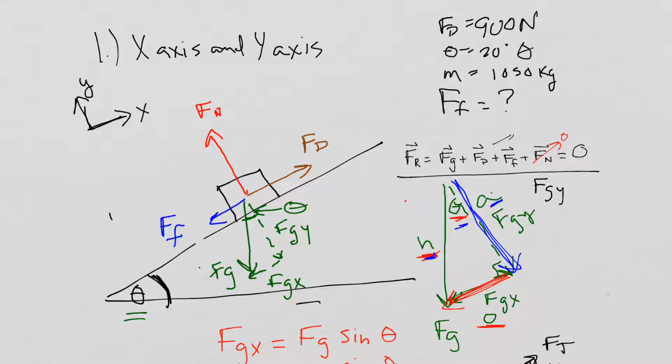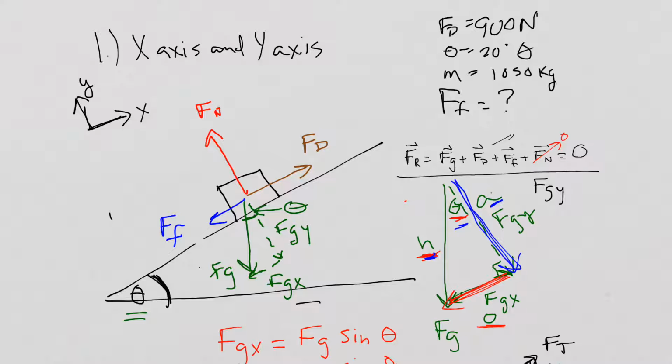If I look at this diagram, what are all of the forces at play in the x? We know that FGX is there. We know that FD is there. And we're looking for FF. Okay, so if we go back to this, we know that our resultant force is going to be the sum of all of these forces: FD plus FGX plus FF. And we know that if this is a constant velocity, this is 0. Correct?